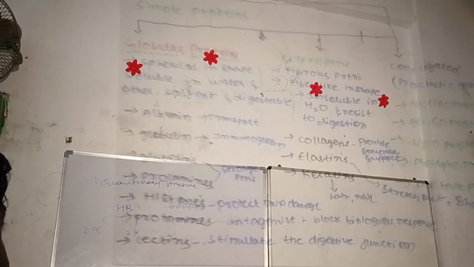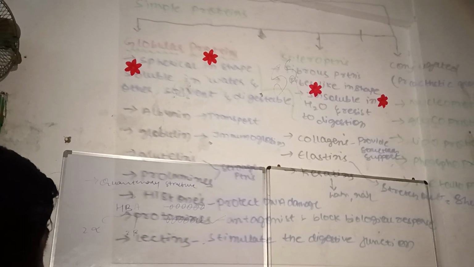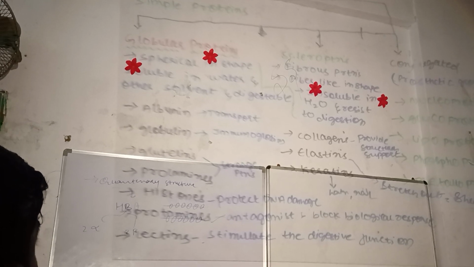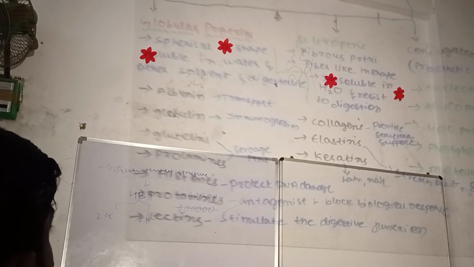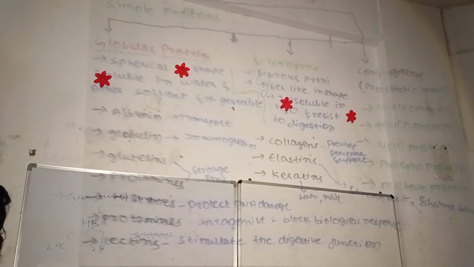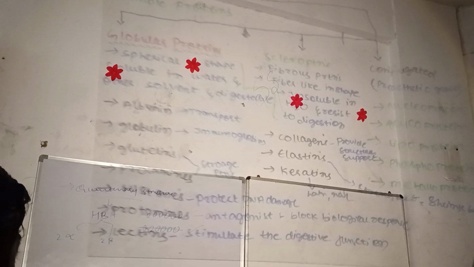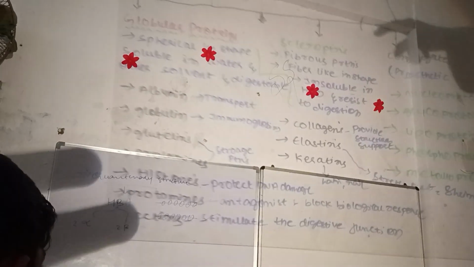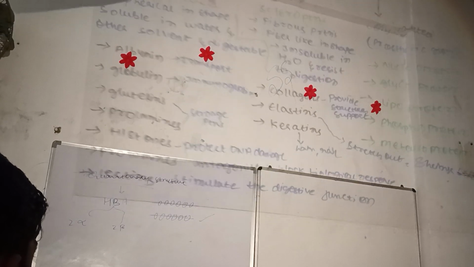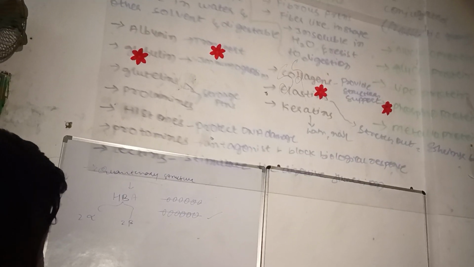Now in the case of globular protein, that is albumin, I have already said to you that albumin plays a very important role in transporting different types of material in your body. Second thing is globulin. Globulin is responsible for making the immunoglobulins inside your body. Third thing is the gluten and prolamins. Glutens and prolamins will be acting as storage proteins. You need to write this thing. It is not included in the book.